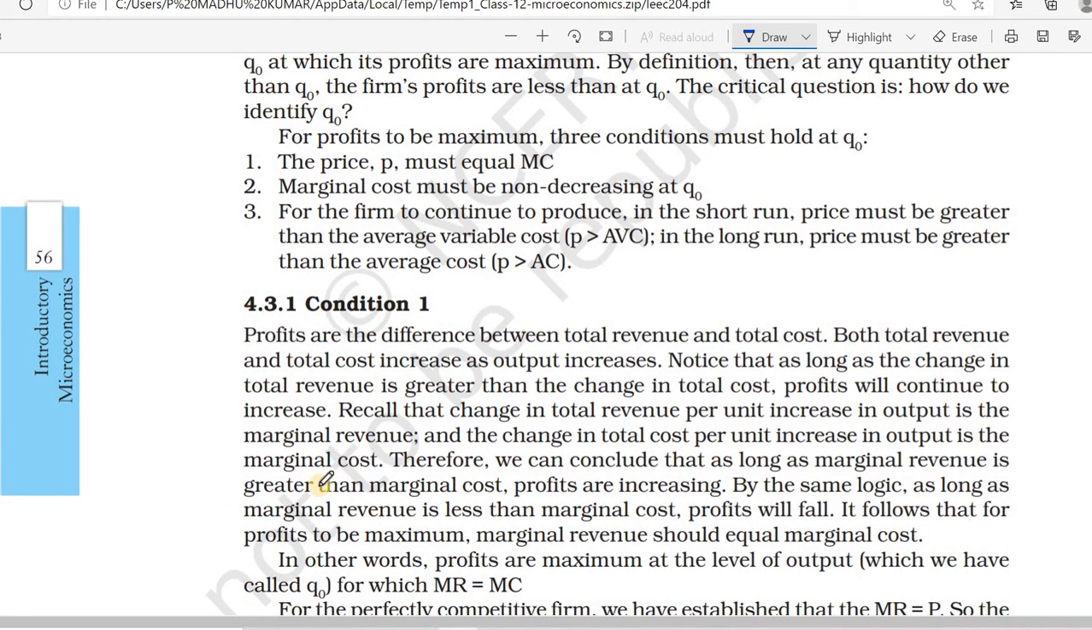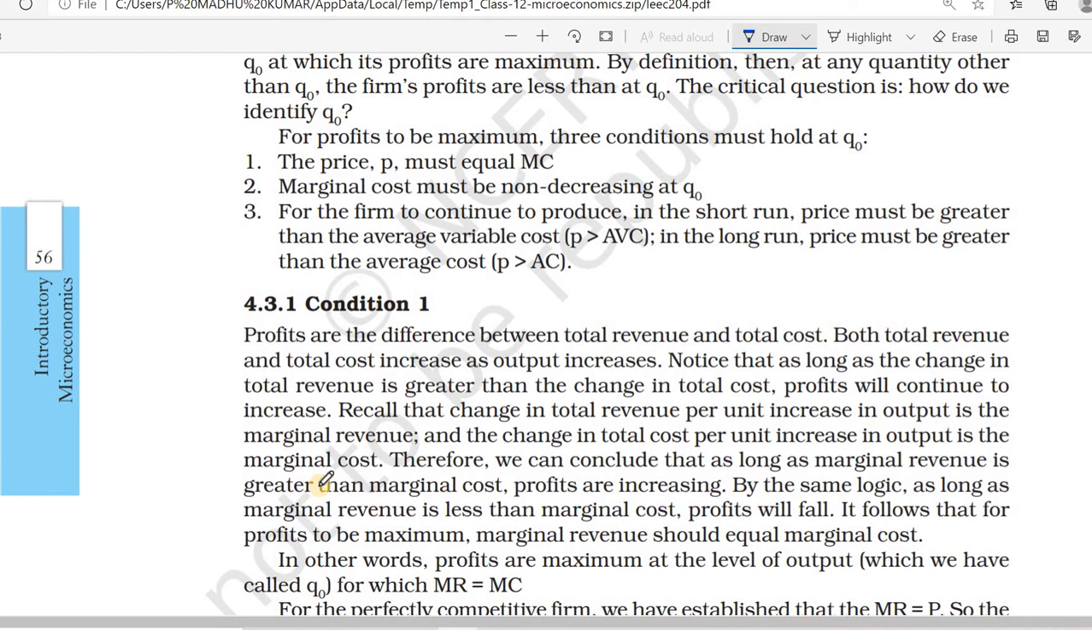Then what is profit? Profit is the difference between total revenue and total cost. We know when output increases, total revenue will increase and total cost will also increase. Our production is increasing, so revenue will increase and cost will also increase; we need to spend more money. If we need to produce more goods, we need to spend more money for labor and other things.